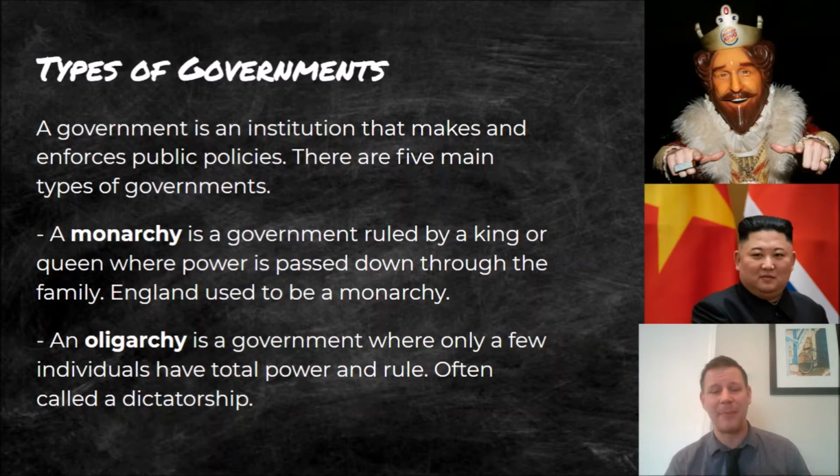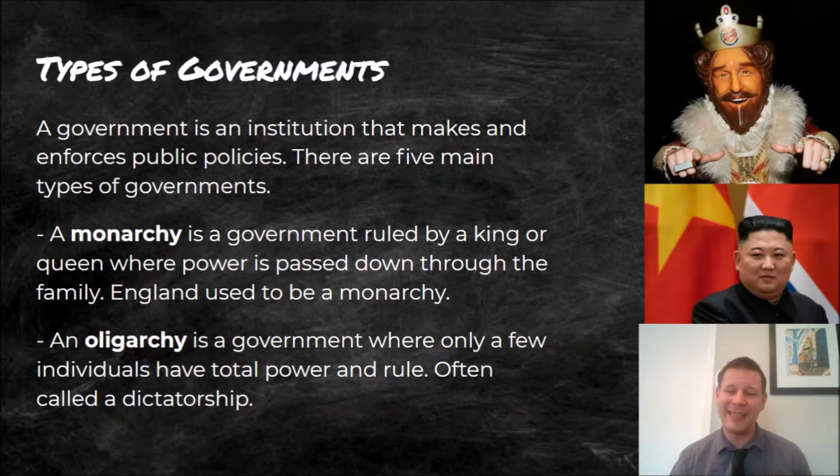Oligarchy is the second type, and this is actually probably the most common type of government we have right now. An oligarchy is a government where oli means few, right? So there are a few people in charge. A few people that have power, a few people that make decisions. And sometimes we call this a dictatorship. There's Kim from North Korea over there, and he would be an example of a dictatorship today. He has total power to do what he wants, and I guess you could say run his country into the ground or shoot missiles off or do whatever.